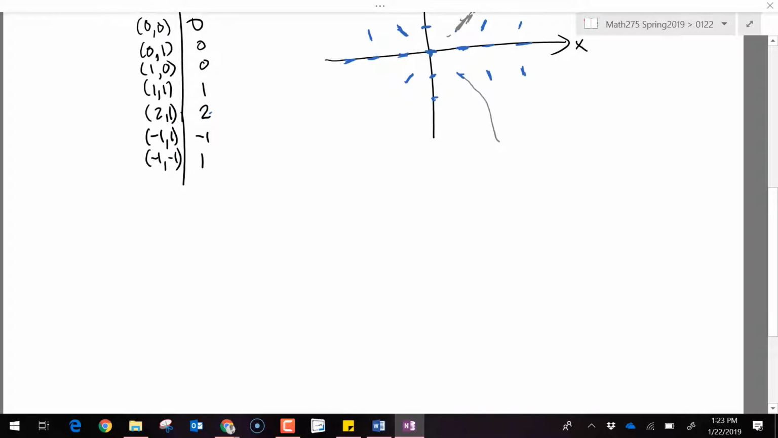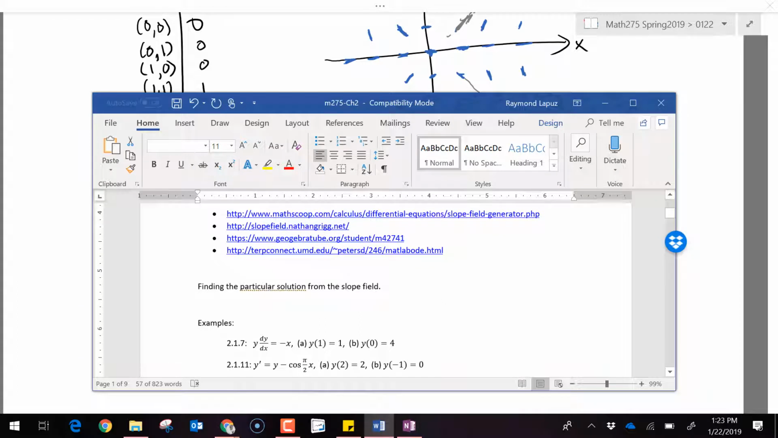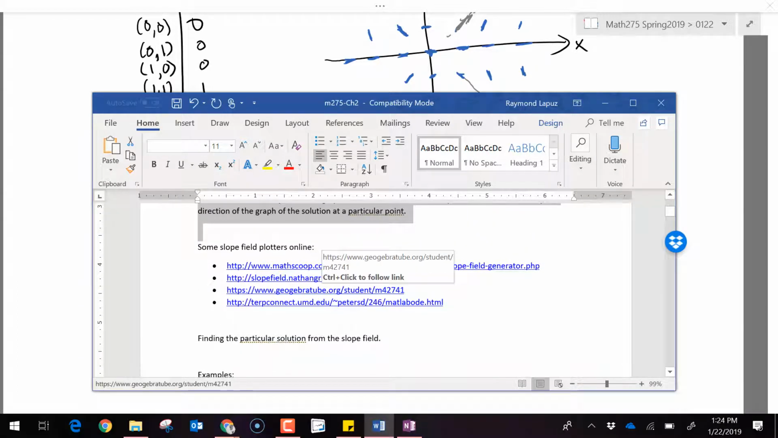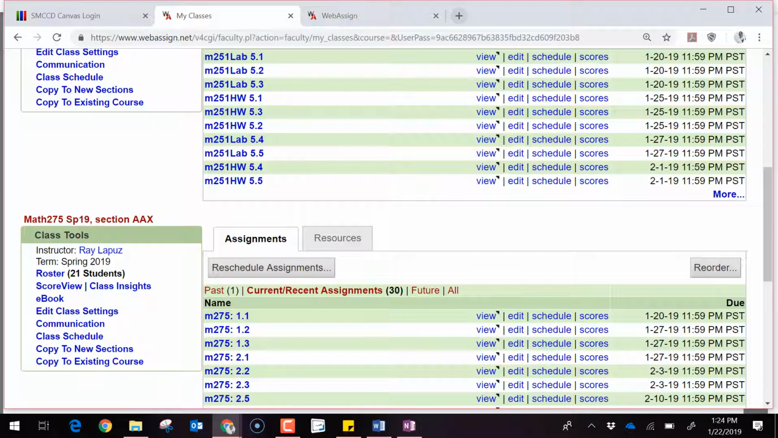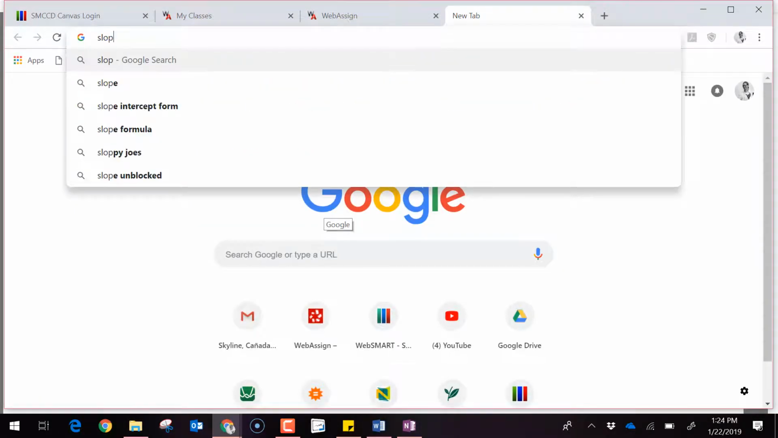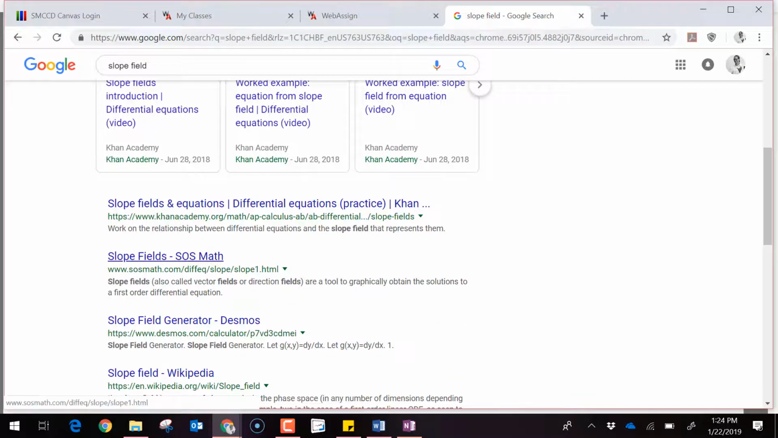All right, let's see if there's anything else in my notes that we need to add on. There are some slope fields. Let's just jump to a slope field. I think if you just Google slope field generator, there's a bunch of slope fields that you can use. Which one should we use? Let's try Desmos.